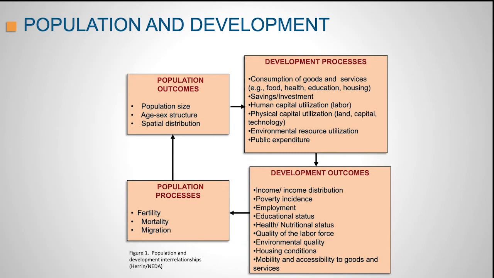Population processes, such as fertility, migration, and mortality, lead to outcomes, such as population size, age-sex structure, and spatial distribution of population. These in turn affect various development processes, for example, consumption, savings behavior, and public expenditure patterns. All of these lead to outcomes in terms of income, levels of employment, and health status.